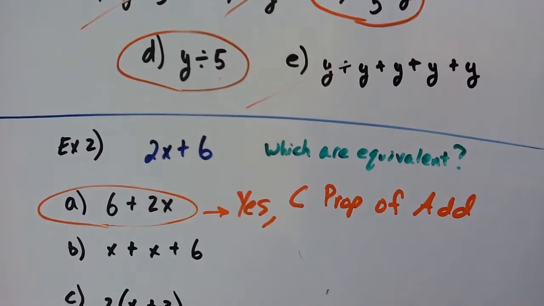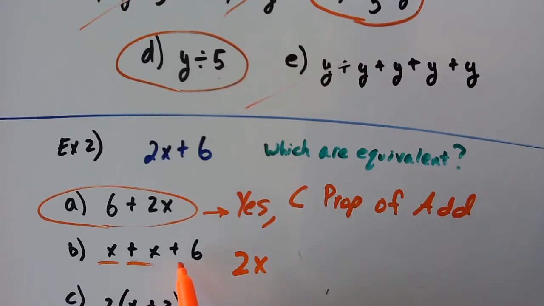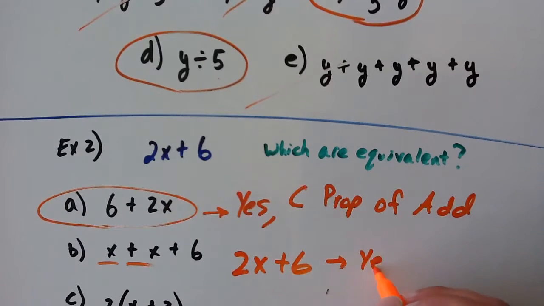Letter B, let's simplify this expression. I have x plus x. Well, x plus x is 2x, and I'm left with the constant 6. So yes, this is equivalent. They have the same value. So B is also.